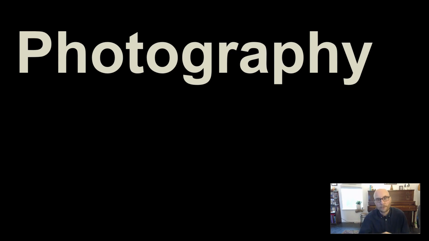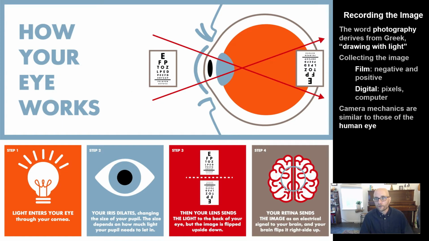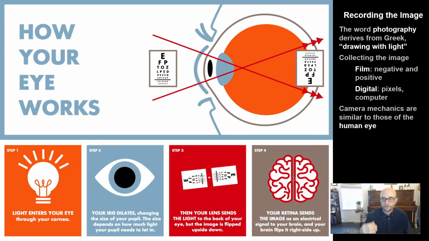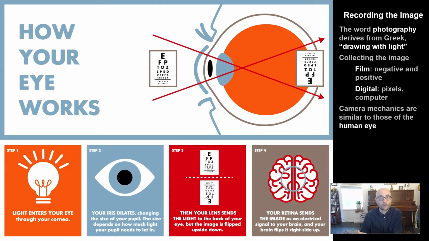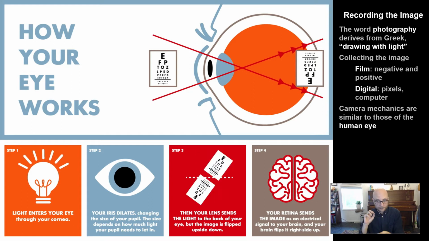So you're going to be familiar a little bit with photography, and I think most of you have probably taken a picture or two before, right? I hope so. The word photography comes from the Greek words meaning drawing with light, literally photo, light, graphy, writing. And there are two basic ways to collect an image in a camera. There's the traditional way, which uses a strip of film. This can produce either a negative or a positive image.